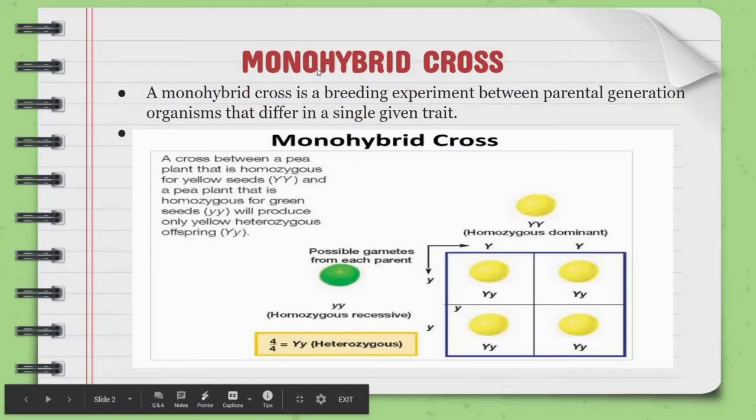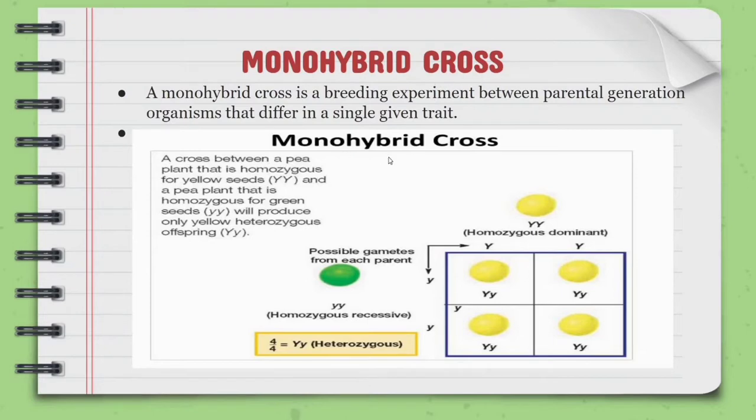So the first is, what is a monohybrid cross? We know that Gregor Johann Mendel is considered the father of genetics, and he put forward the theories of inheritance based on his hybridization experiments in the pea plant, Pisum sativum. Mendel tried out a lot of different crosses, and the first type of hybridization cross that he tried out was the monohybrid cross.